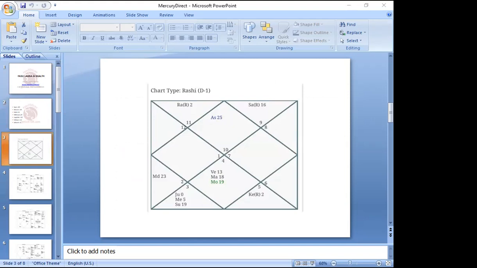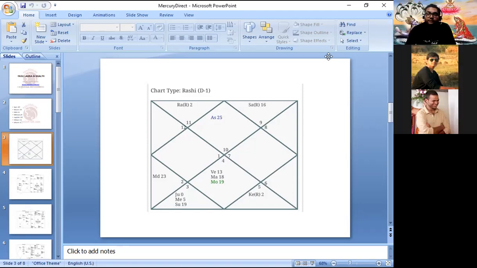First, take the 9th lord from the Lagna, and then the 9th lord from the Moon, and then add them. You see, the 9th lord from the Lagna is Mercury. Mercury is given how many points? 8 points.